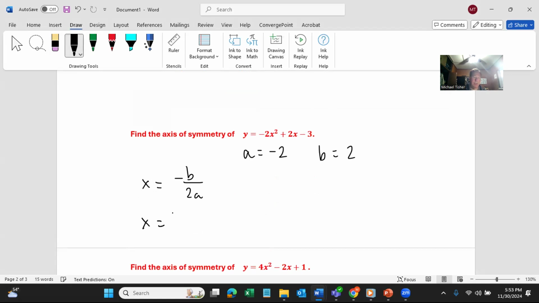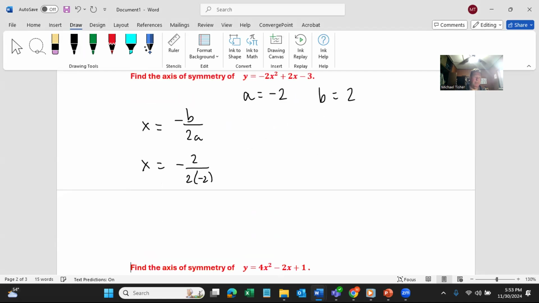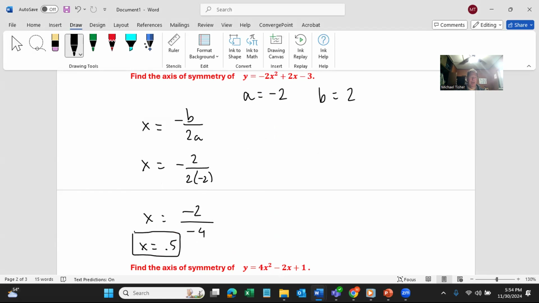All right, so x equals negative b, which is negative 2, over 2a. That's 2 times a, which is negative 2, so 2 times negative 2. Simplifying that down, we get x equals negative 2 over 2 times negative 2, which is negative 4. And finally, x equals 0.5. So that's the answer, x equals 0.5.